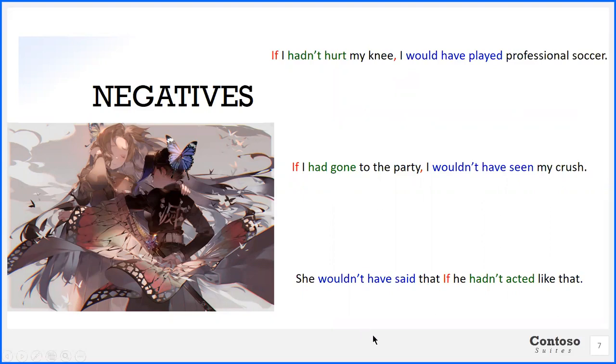And the last one, I inverted it just for the fun of it. She wouldn't have said that if he hadn't acted like that. All right, so we have the result first and then the condition. So we don't use any comma in that case. So can we use negatives? Yes, we can. We can use it in the condition, like the first one. We can use it in the result, like our second example. Or we can use it in both the condition and the result, like in our last example.